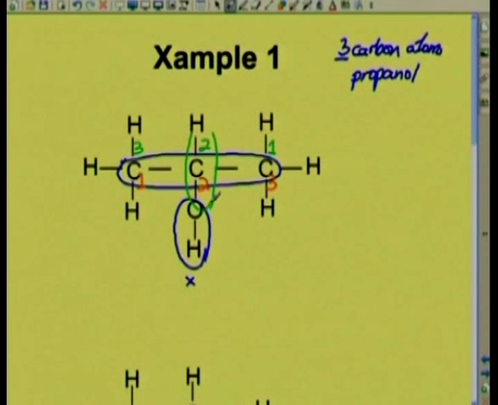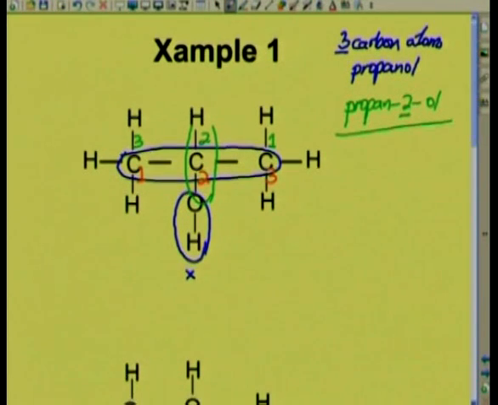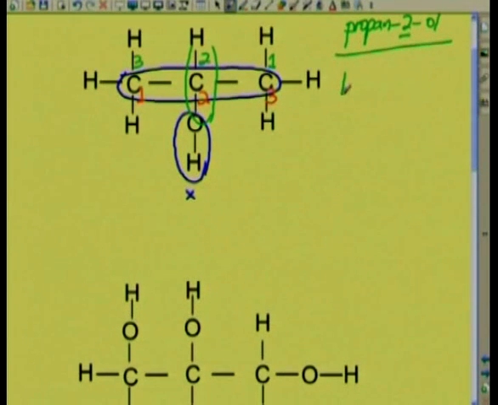Every time, carbon number 2 becomes the one with the OH group. So it means that this will be what we call propan 2-ol. The 2 tells us that the OH group is on carbon number 2 of our propane chain. Right. So we have given the IUPAC name here. Okay? That's the IUPAC name.